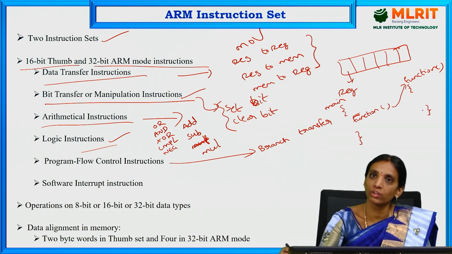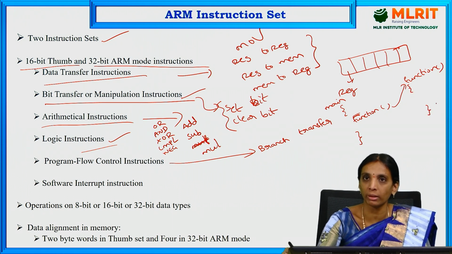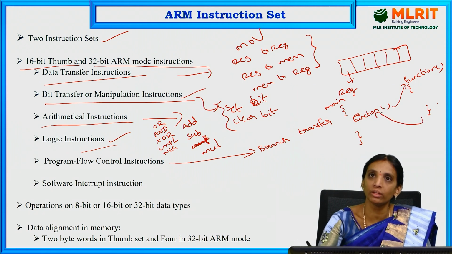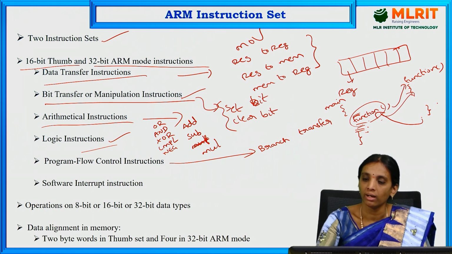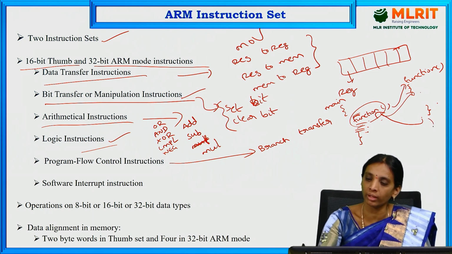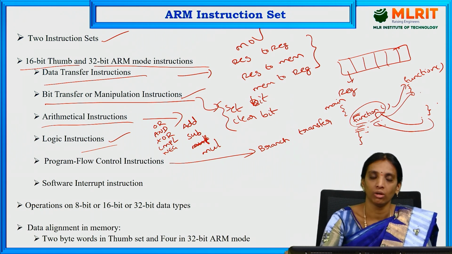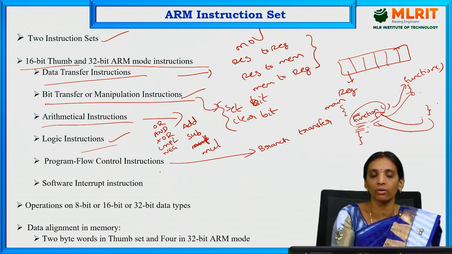So after the sequence of instructions executed in that particular function, again the flow of execution comes back to the main program and it completes its execution. So this is known as program flow control instructions. That is, the program flow will be controlled by the processor and it is transferred from one branch to another branch, and after completion of that it again comes back to the original branch. So these are called program flow control instructions.